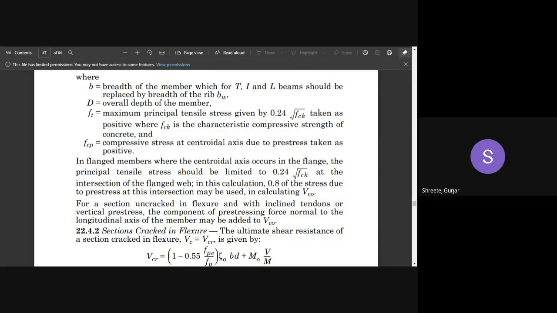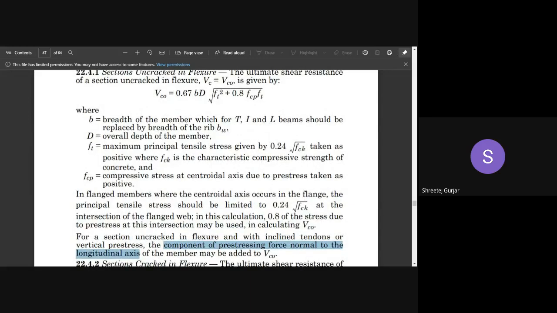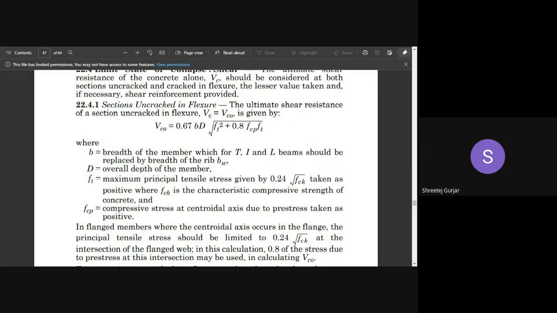What do you mean by the component of pre-stressing force normal to the longitudinal axis? It is nothing but PV. It is the pre-stressing force which we resolve in the vertical direction. That is nothing but normal to the longitudinal axis of the member, the Y direction, which is the component PV acting in the Y direction. So that must be added here if we have inclined tendons or vertical pre-stress. This is all regarding sections in uncracked. We have covered all the things in uncracked sections.